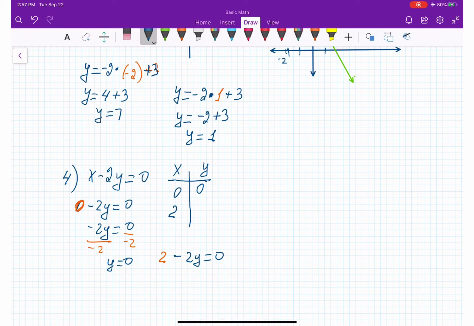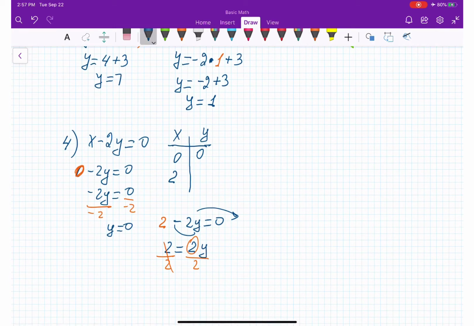I'm moving this negative 2 here, it will be positive. So 2 is equal positive 2y. And divide by 2, these 2, to get rid of that 2. And we get what? Y is equal 1. So here y is equal 1. I don't even want to go to a third point because these 2 points are plenty for me.